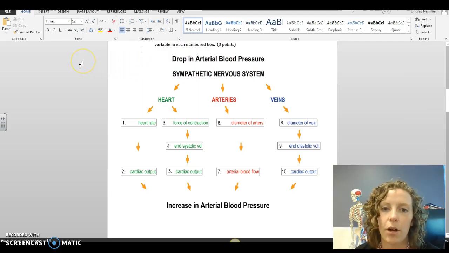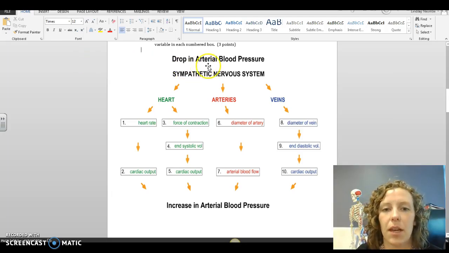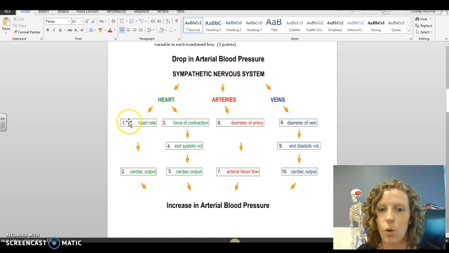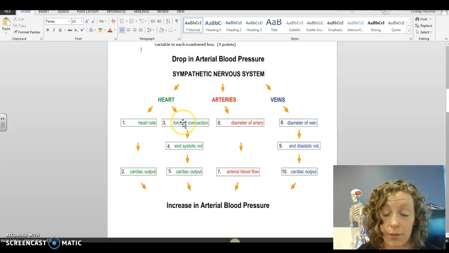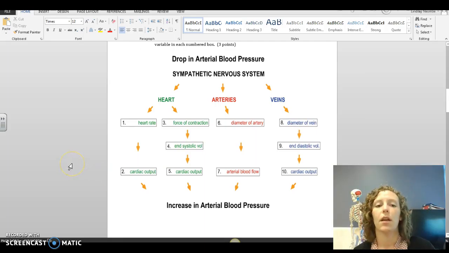So when your arterial blood pressure goes down, the sympathetic nervous system has an effect on your heart, has an effect on your arteries, and has an effect on your veins. So you need to tell me in each of these boxes what that effect is. Is the heart rate increasing or decreasing because of that effect? Is the force of contraction going up or going down? Is the diameter going up or going down? Is this diameter going up or down? So for each of these boxes, you need to determine, is this an increase or is this a decrease?